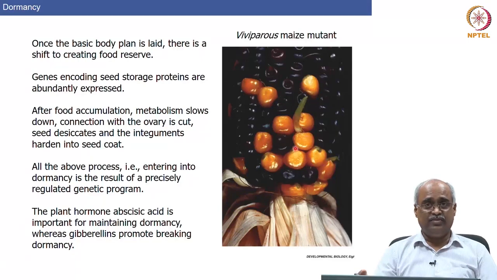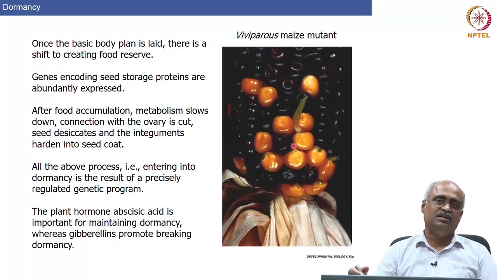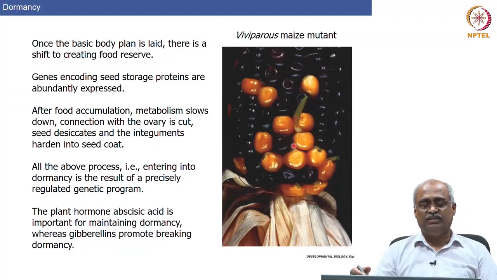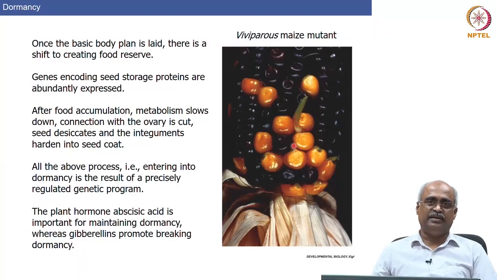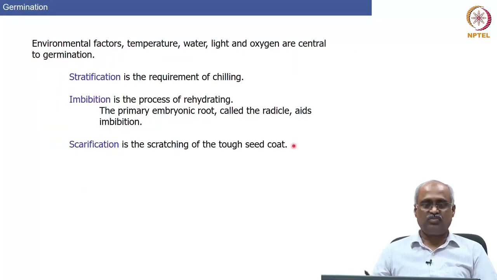So that is why the entry into dormancy and then subsequent seed dispersal is very critical, and therefore there is a lot of interest in understanding how dormancy is regulated. Okay. So next we will look at, once dormancy is induced, when do they actually come out of dormancy and then continue the development? That process we call germination.